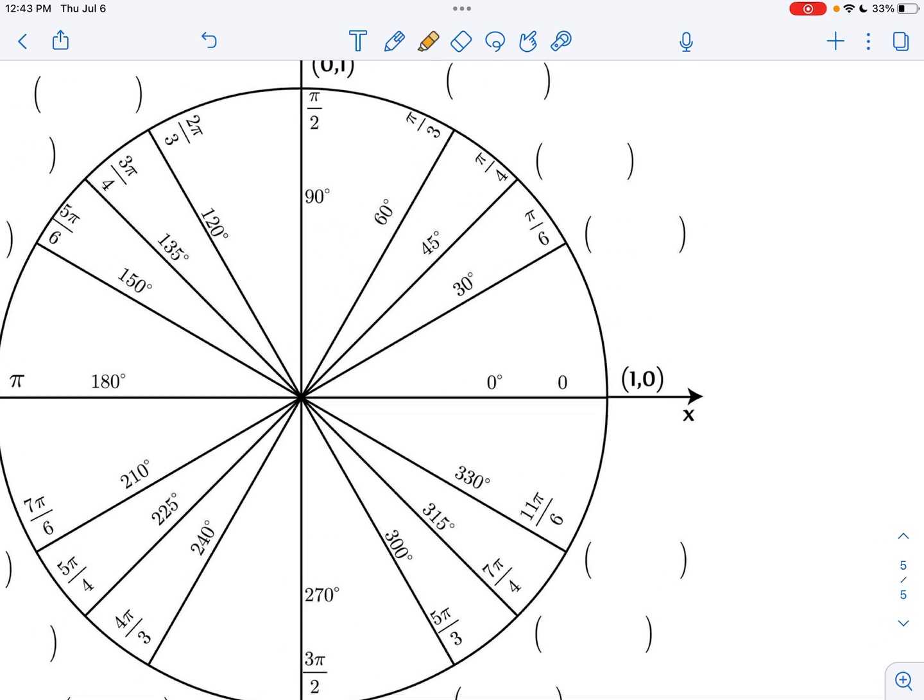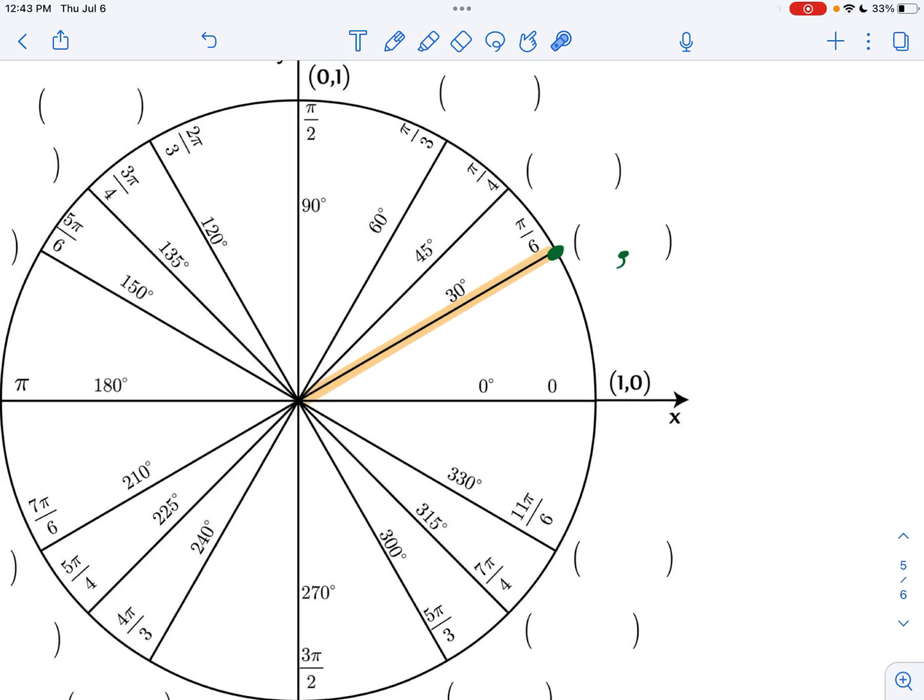So here is 30 degrees. And we want to know what are the coordinates of this point right here. So I'm going to put a little comma here. We're going to put in the x and the y. If you remember these come in pairs, that saves you a lot of time. 30 degrees, one of the numbers will be 1/2, one of the numbers will be root 3 over 2.